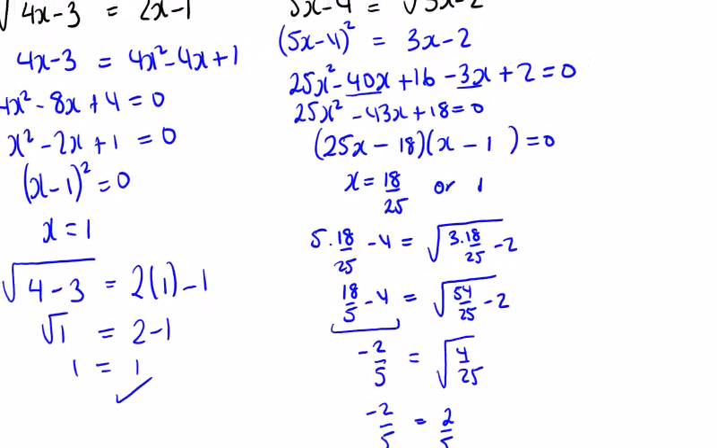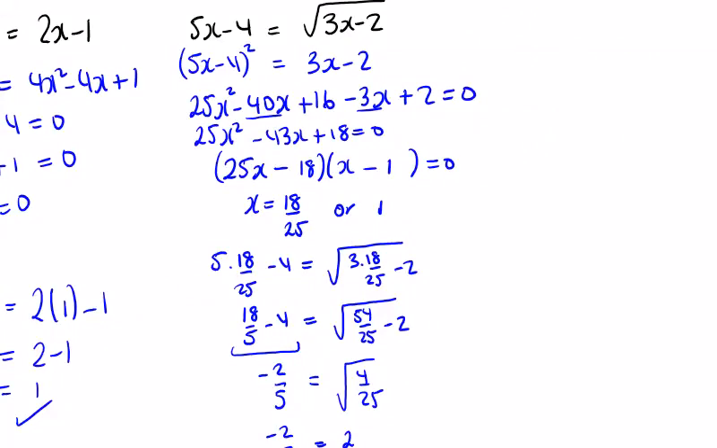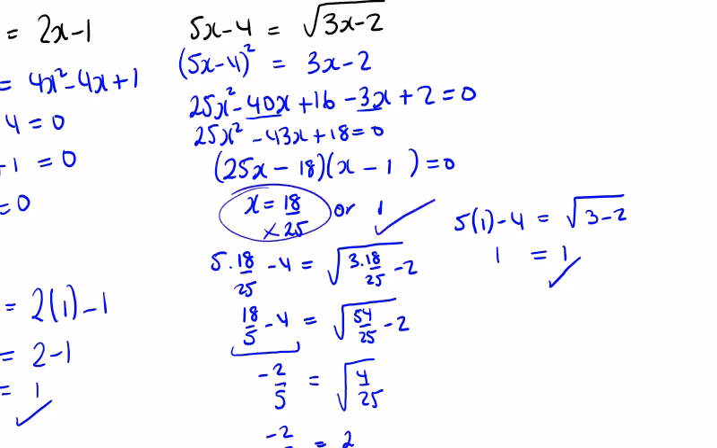Our other solution was 1. Let's just come off to the side here to do 1. 5 by 1 minus 4. Is that equal to the square root of 3 minus 2? You can see 1 is equal to 1. So 1 is the solution there, not 18 over 25, just 1.